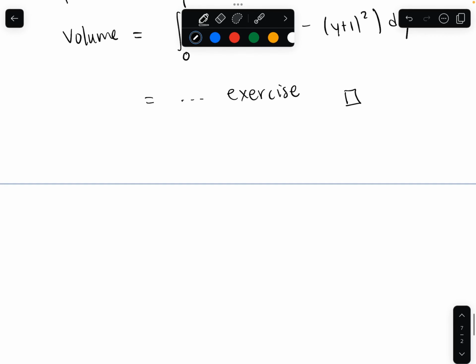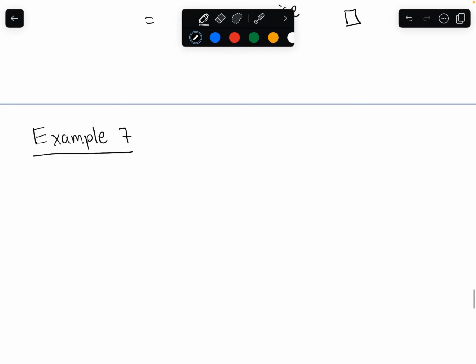Let's see if there's anything else I wanted to talk about. Yeah, so this volume stuff, we did a lot of exercises with volumes of revolution, but that's not the only type of volumes that are out there. Let's just go straight into the example. So yeah, this example 7.